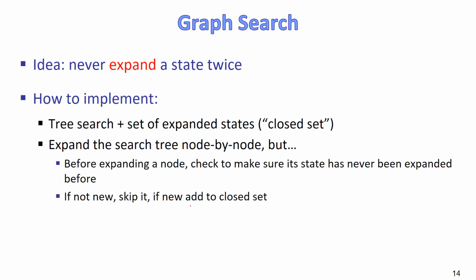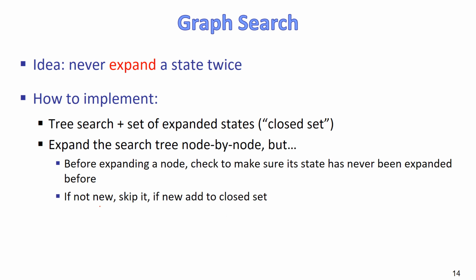Now, to implement that, the only change we need in the algorithm is a mechanism for checking whether the current state we are about to expand was expanded before or not. The simplest way to do that is to have a structure where I can easily check whether a state was expanded before. We call that structure a closed set, and it is implemented as a set. The closed set includes all the states that were expanded in the past. So basically, graph search is tree search plus the set of expanded states. Before expanding a specific node, I need to check if it has been expanded before or not.